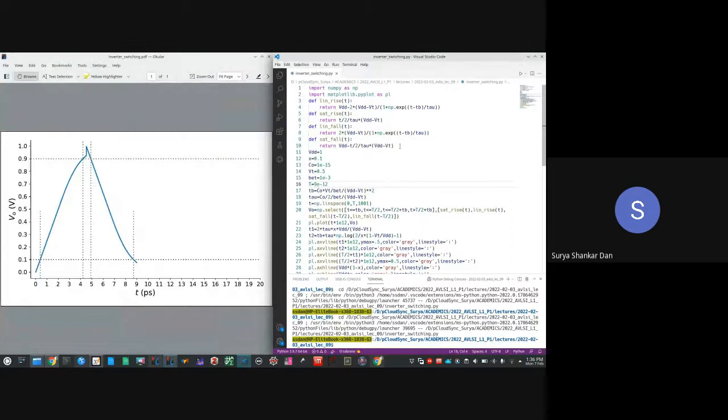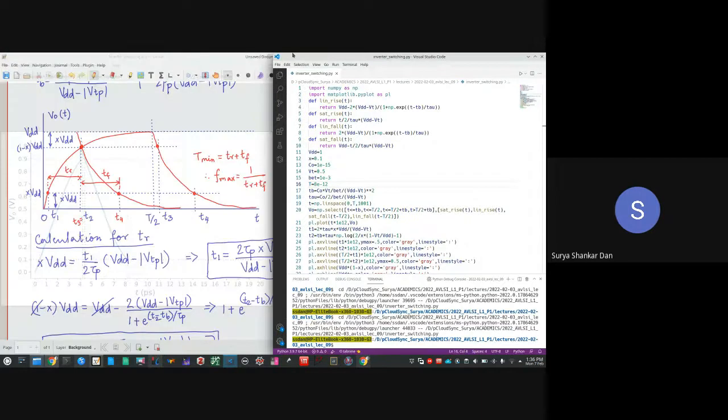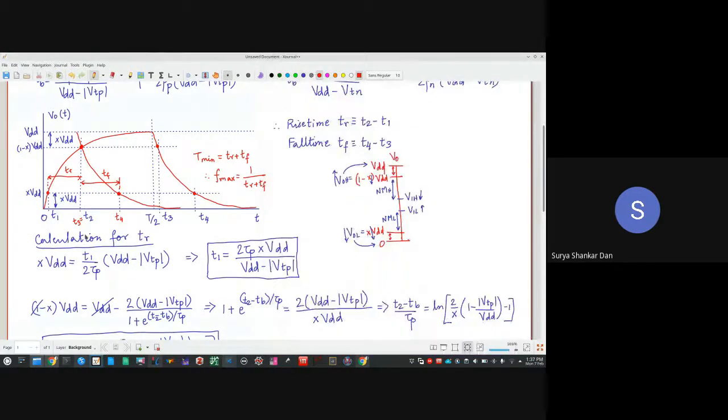We can reduce the time period even further. Let's make it 8. Let's see. Wow, it's almost close. Okay, so as you can see, the time period is essentially reducing, and what it means is you are effectively increasing the maximum operating frequency.